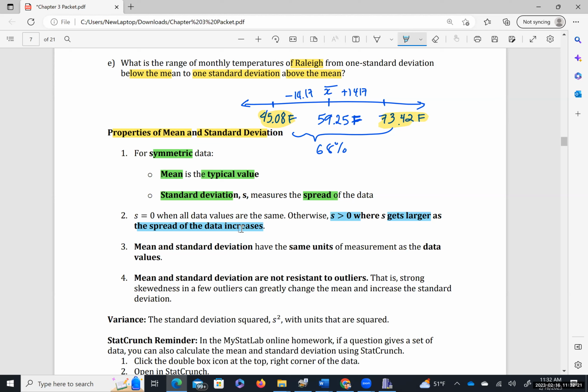The mean and standard deviation have the same unit. And the mean and standard deviation are not resistant to outliers. That is, with strong skewness, a few outliers can greatly change the mean and increase the standard deviation. We will talk more about this in section 3.3. Okay.